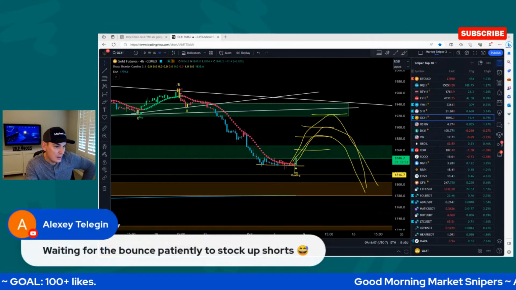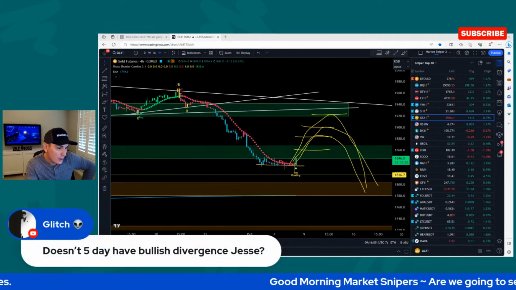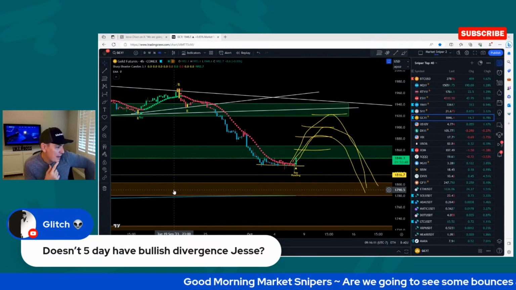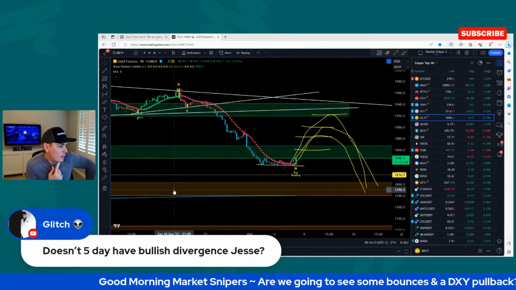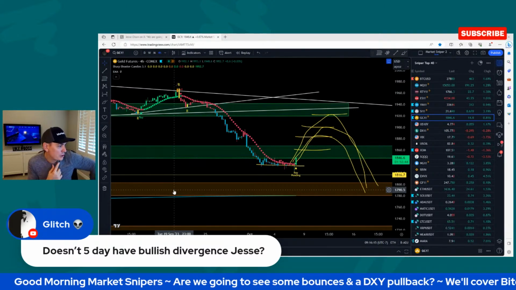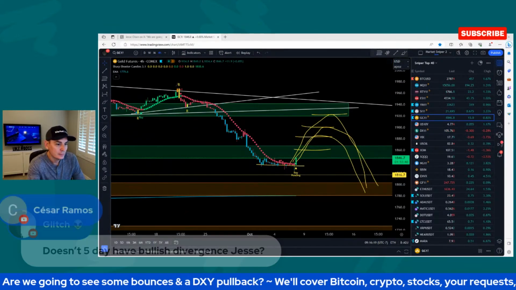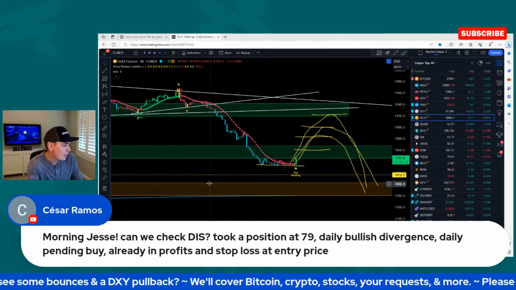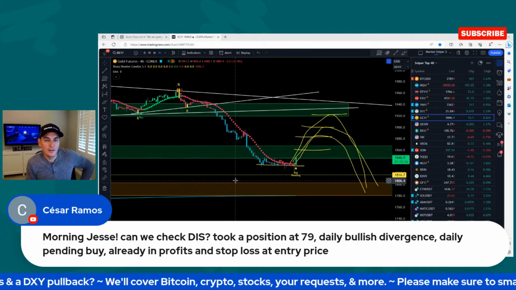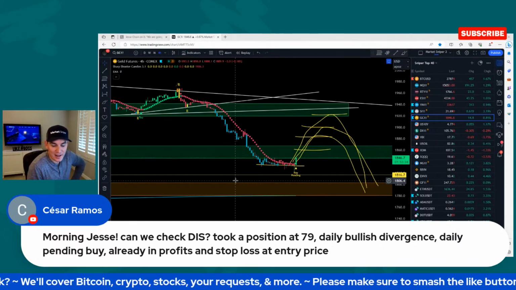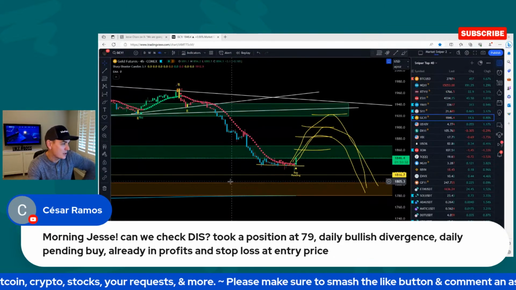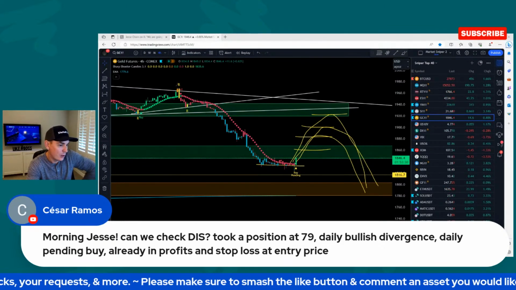Let's see. So that's what I was talking about. Glitch, doesn't 5-day have bullish divergence? On what chart? What asset are you looking at? Let me know. Sometimes I talk fast on different assets and I can't remember which one we're at, so maybe the comments come through and I've already moved on.